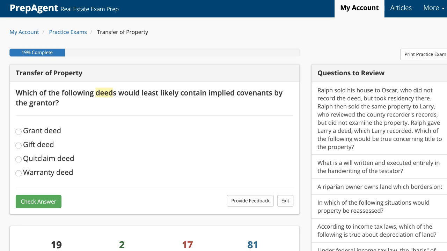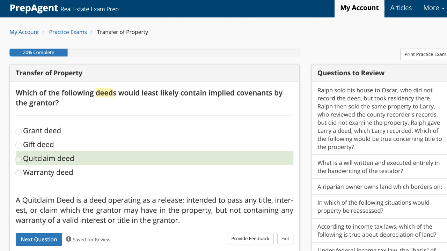Brittany Bailey says, what is a bargain and sale deed? Adrian, would you mind looking up what a bargain and sale deed is? Yes, I hope all you guys get this correct. We just spoke about it. The answer to this is quitclaim deed. So we asked which of the following deeds would least likely contain implied covenants by the grantor. The answer is quitclaim deed.